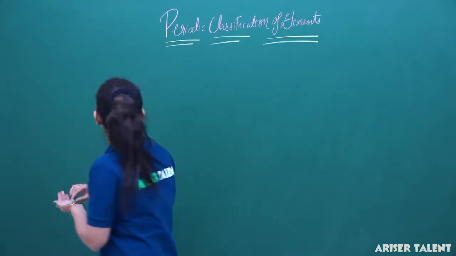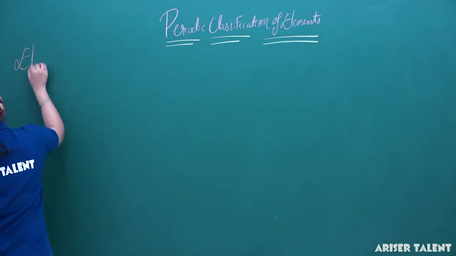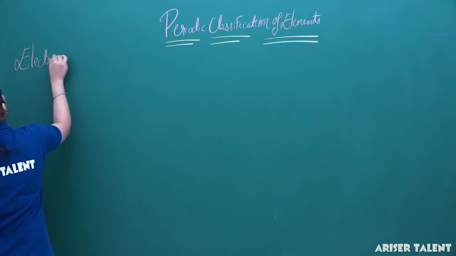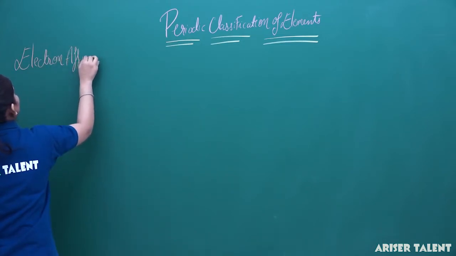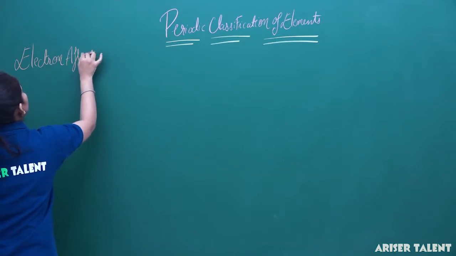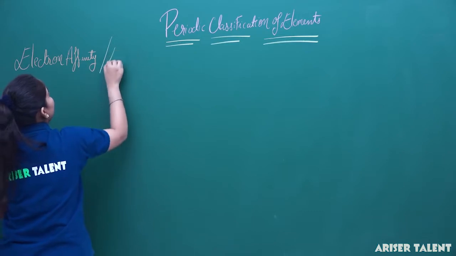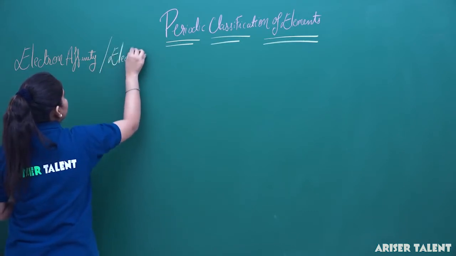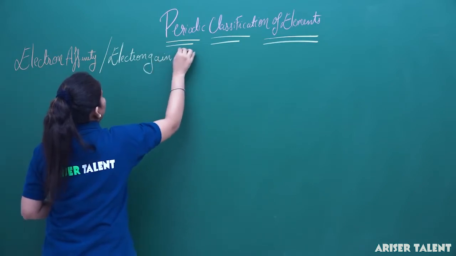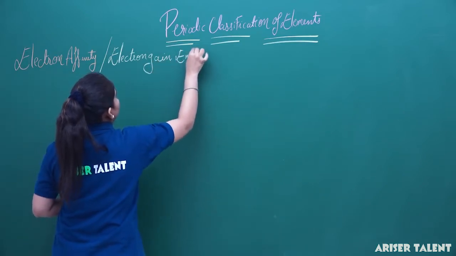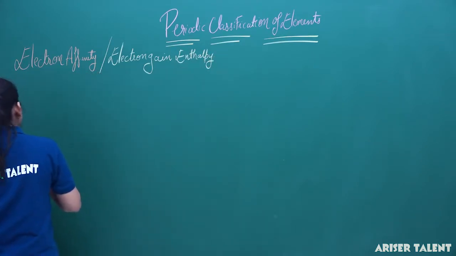So our next term will be electron affinity. And what will be another name for this electron affinity? It is also termed as electron gain enthalpy.